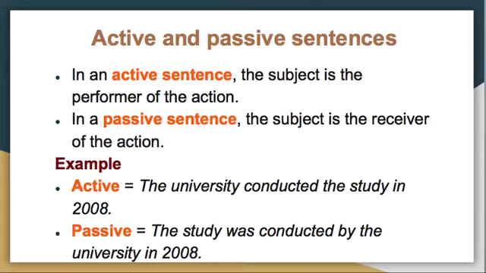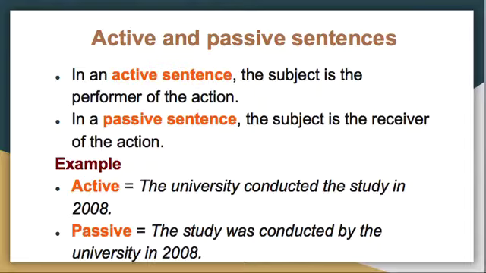So now we have discussed the complete sentences. What are the complete sentences? A complete sentence is a sentence that gives a complete thought, a meaningful sentence. Now in academic writing, most of the time you have to write in active and passive voice. So let's go through these. In an active sentence, the subject is the performer of the action. On the other hand, in a passive sentence, the subject is the receiver of the action.